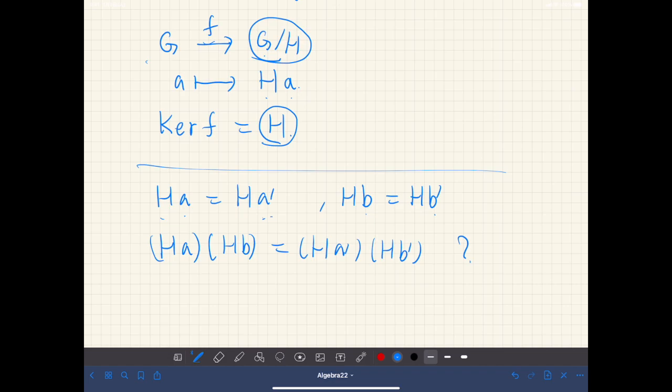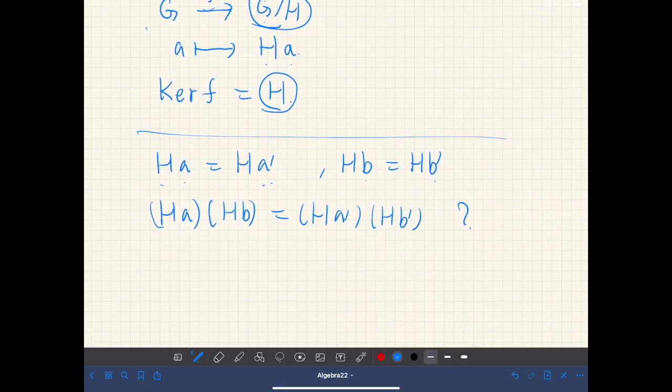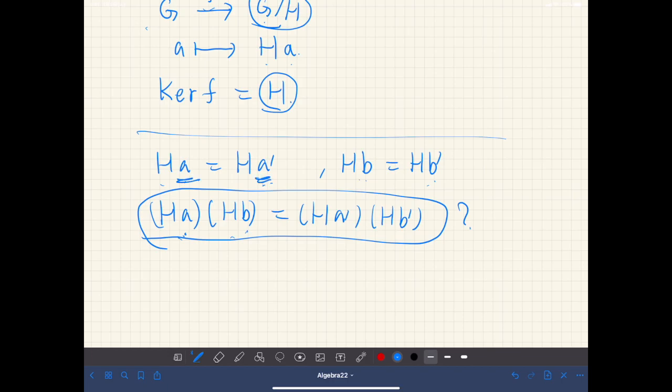If this does not hold, then this binary operation depends on the choice of the representative element. So it may give a different result depending on the choice of the representatives. In that case, this operation is not well defined. But this theorem says that is not the case. Indeed, we do have this equality. So the result of the binary operation does not depend on the choice of the representative elements of each coset. Now let's prove this theorem.